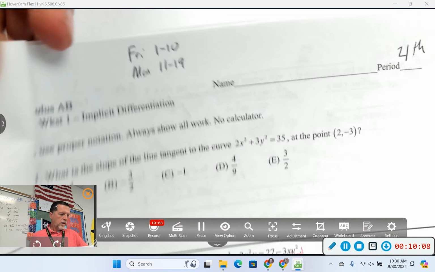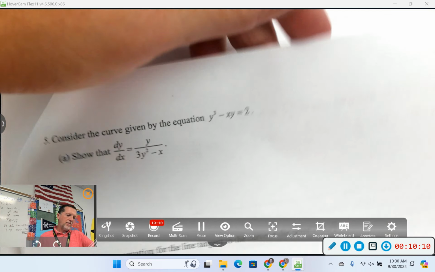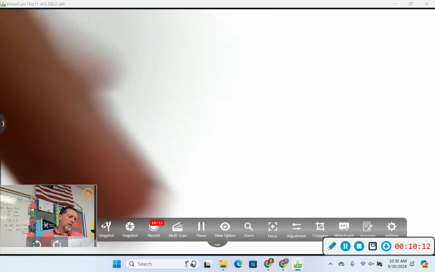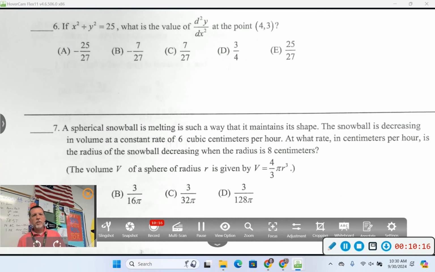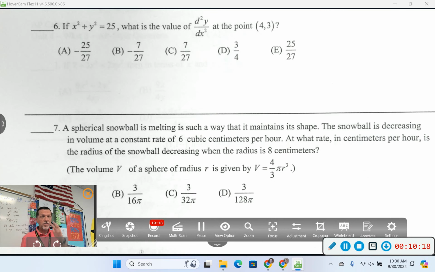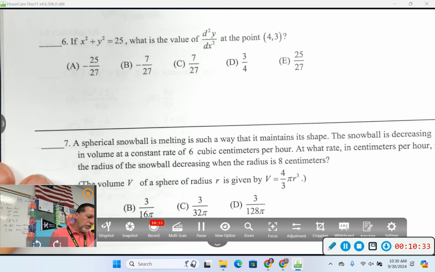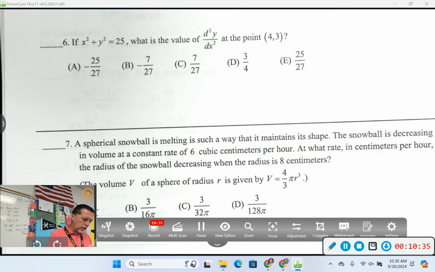All right. Number 6. We'll come back and do 5 after the video's over. Number 6. X squared plus y squared equals 25. What is the second derivative? Okay. Again, there is no shortcut to the second derivative. You have to find the first derivative, maybe do some algebra tricks, and then do the second derivative. So to get the first derivative, I need to take the derivative of all of those pieces.